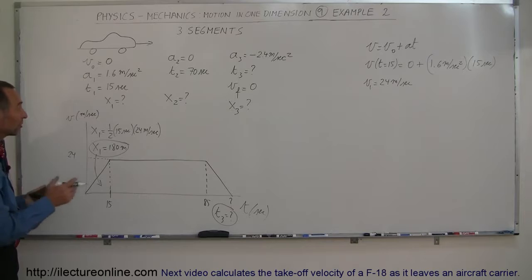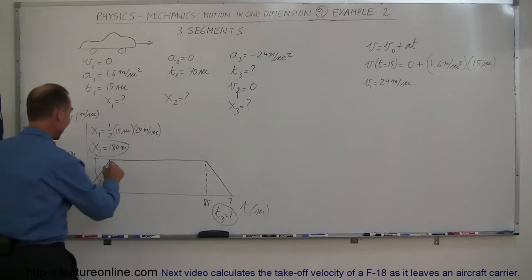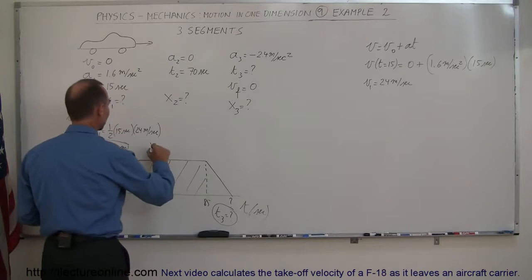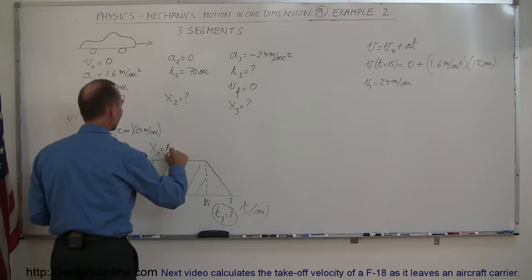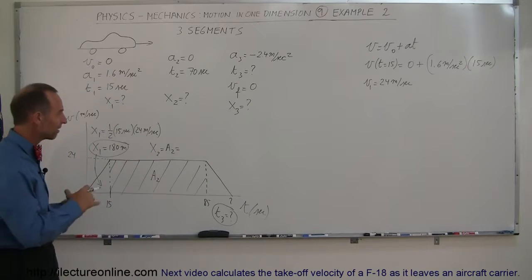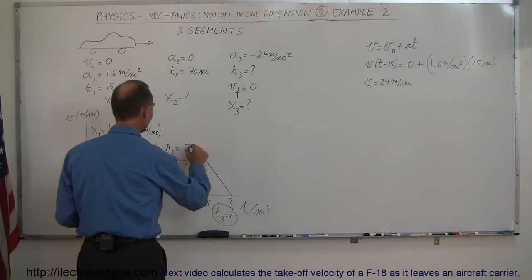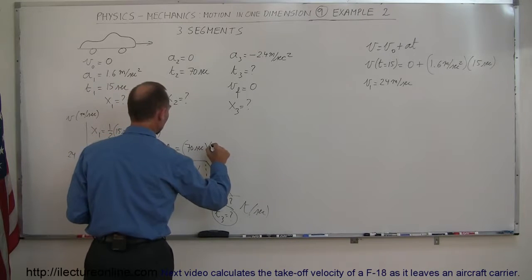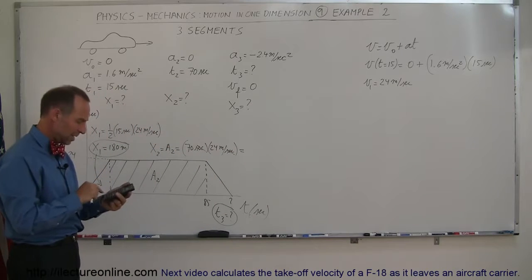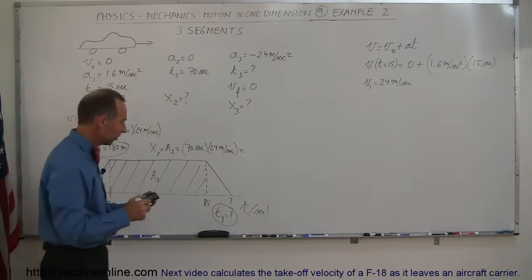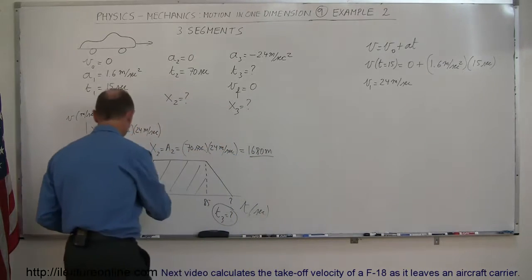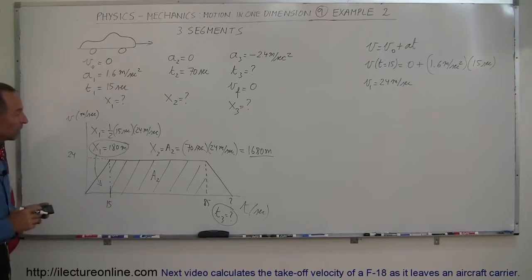Now, the distance traveled in the second segment is pretty straightforward. It's simply the area of that second segment. So x2 is equal to area 2, which, since it's a rectangle, is the base times the height. The base is 70 seconds, and the height is 24 meters per second. Notice that the seconds cancel out, leaving meters. So 70 times 24 equals 1,680 meters traveled during that second segment of the motion.